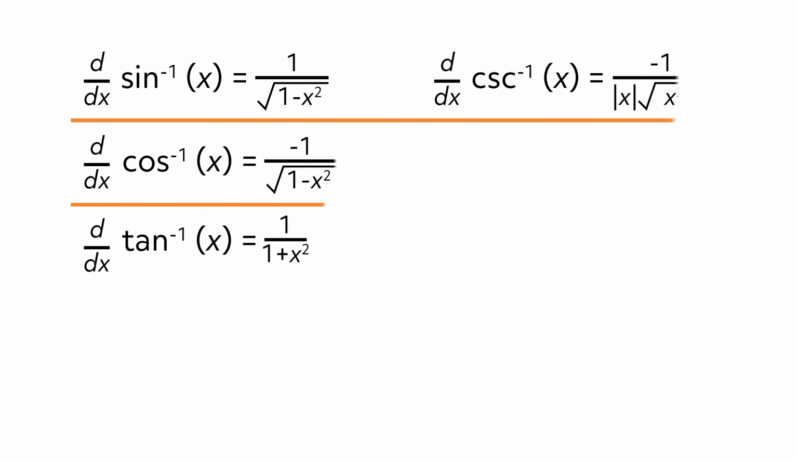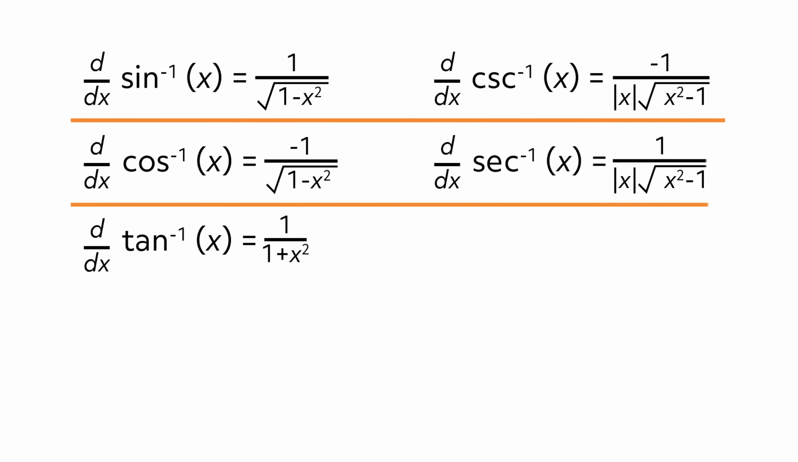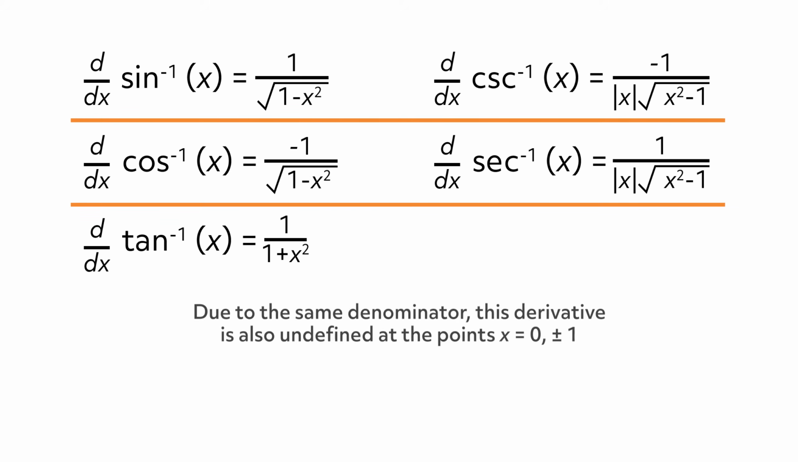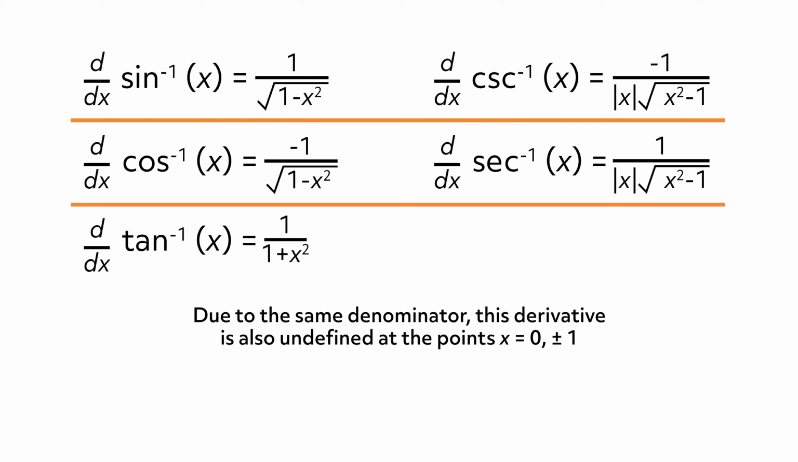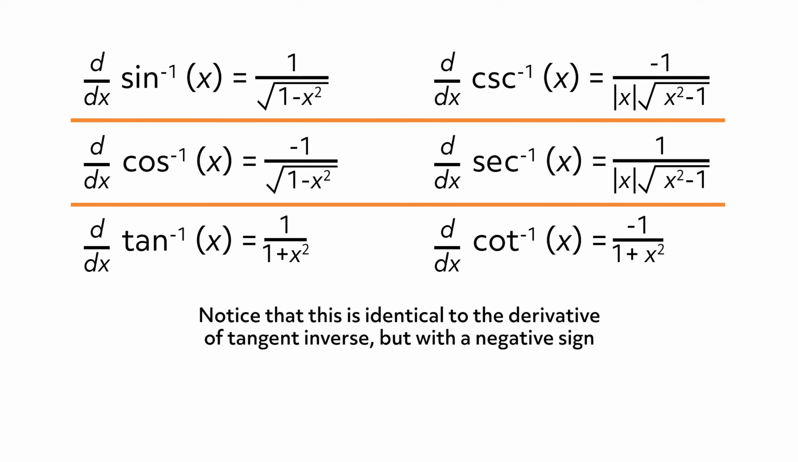Let's go through the derivatives of the three remaining inverse trig functions now. Next in line is cosecant inverse, whose derivative is negative 1 over the absolute value of x times the square root of x squared minus 1. This derivative is undefined whenever x equals 0 or positive or negative 1. Perhaps unsurprisingly, the derivative of secant inverse is identical to this, but with a positive sign. Due to the same denominator, though, this derivative is also undefined at the points x equals 0, x equals 1, and x equals negative 1. Finally, the derivative of cotangent inverse is negative 1 over 1 plus x squared. Notice that this is identical to the derivative of tangent inverse, but with a negative sign.